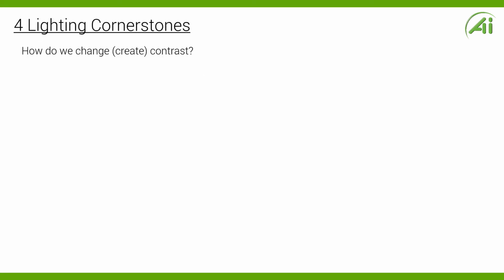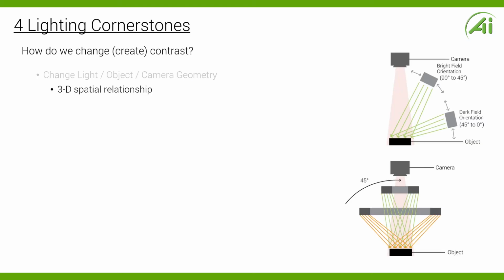So continue on about contrast. How do we change or create contrast? Well, there are several ways to do that. Primarily, I look at the 4 cornerstones of lighting. The first one would be changing your light, object, or camera geometry. In other words, that's just that 3D spatial relationship between the light, the object, of course, and your camera. You can see here you've got a camera, an object, and then you've got a light that might be positioned at higher angle, could be positioned at lower angle. Same thing here, you've got a ring light where it may be a higher angle ring light, maybe lower angle dark field ring light. That basically accomplishes what we would consider geometry.